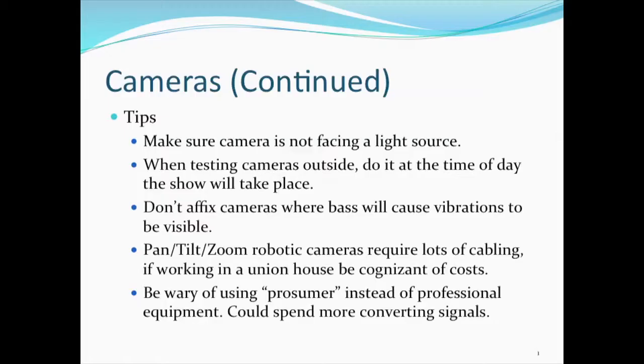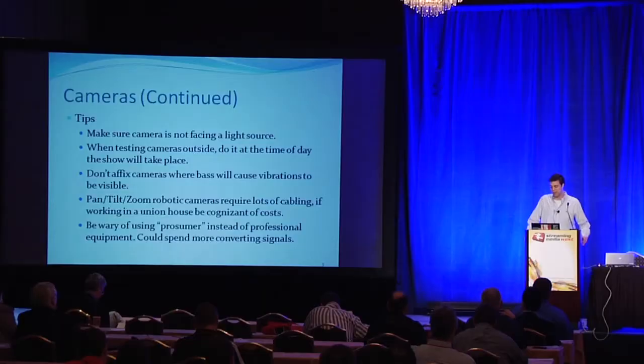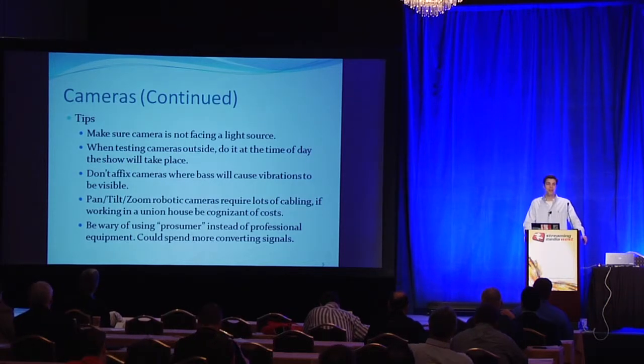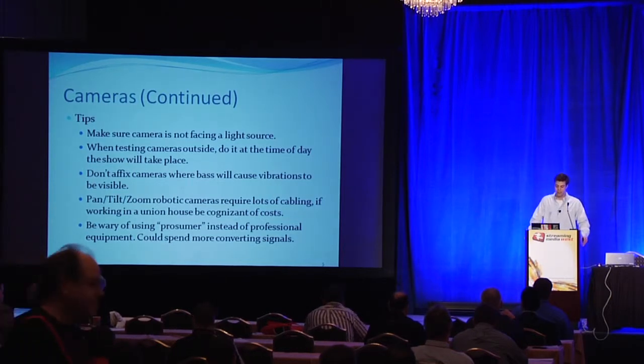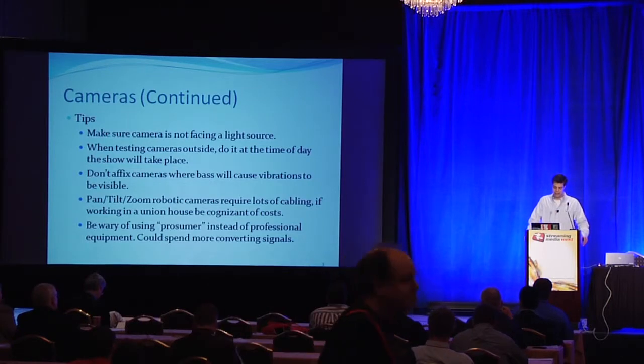Also, pan-tilt zoom cameras, the robotic ones we were talking about, take a lot of cabling. As of the writing of this, there were 3 cables. Some of the newer ones can do it with 2. But if you're using union guys in a house, and we'll get to this later, it's going to add a lot of cost. If you're running 1 wire or 3 to 8 different cameras all across your whole venue, it's a significantly different cost structure. So stay cognizant of that.